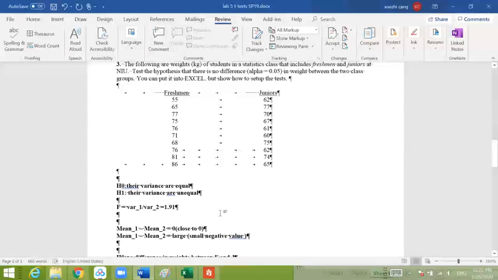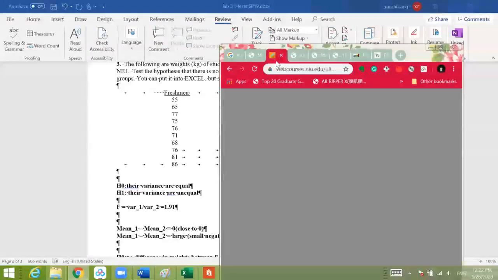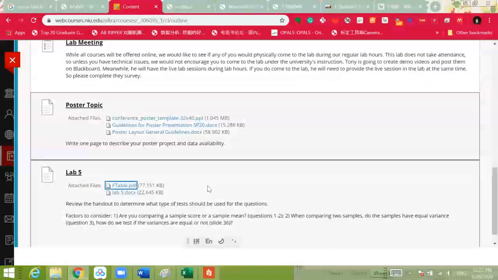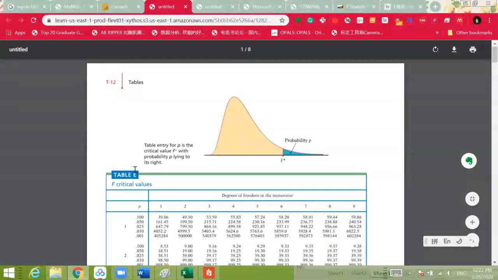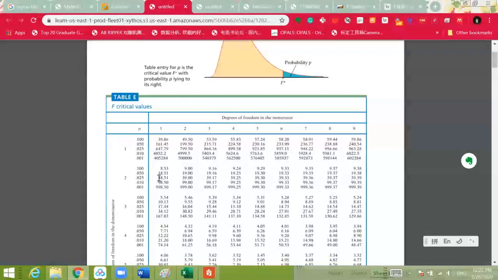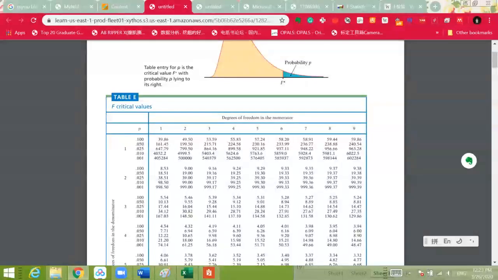Next, we need to figure out the critical F value. You can find the F table in the Blackboard under the lab5 section. Here you can find one file called ftable.pdf. You can open this one to figure out the critical F value. So the first row and the first column represent the two degrees of freedom of the F distribution.